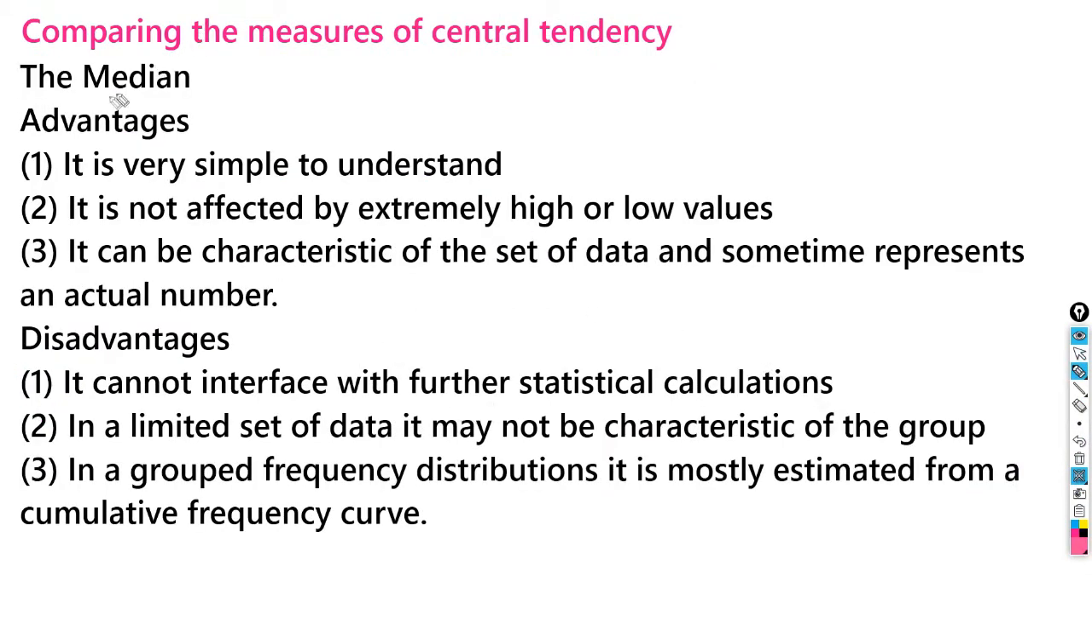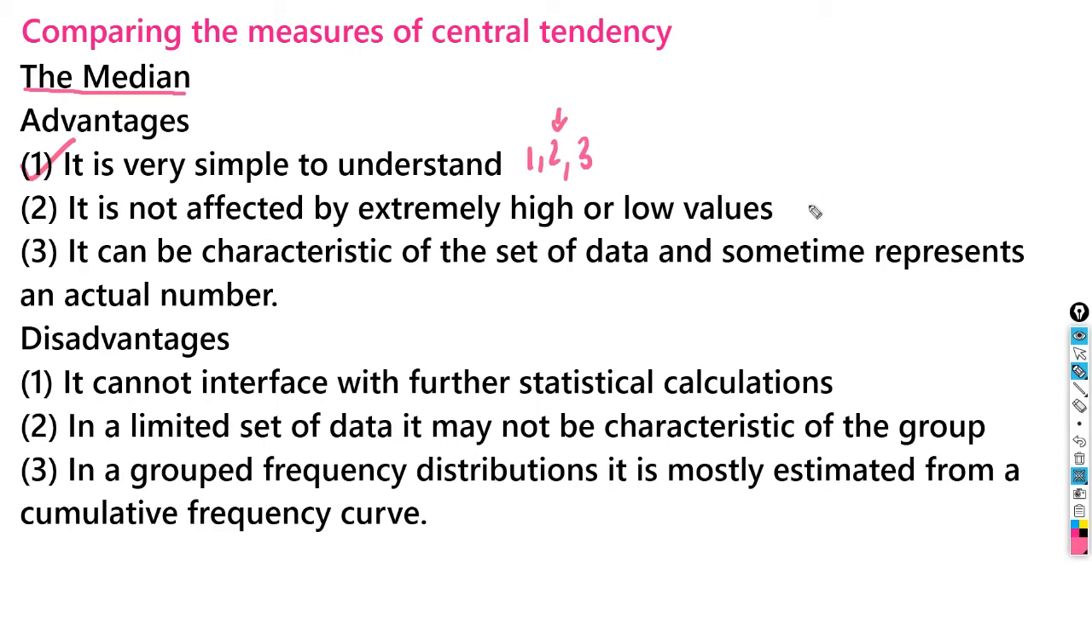All right, guys. So now we're looking at the median and we're looking at the advantages and disadvantages. And the first one is it's very simple to understand, and that's just so true. It's just a middle number. So if you have 1, 2, and 3, you know the median is the middle one. So easy to understand. It's a breeze. The second one says it is not affected by extremely high or low values, and that's really true too.